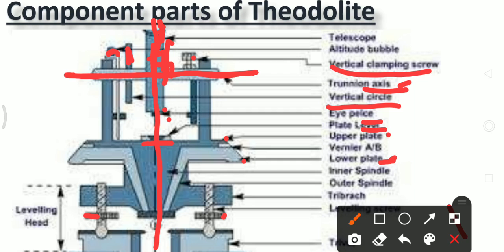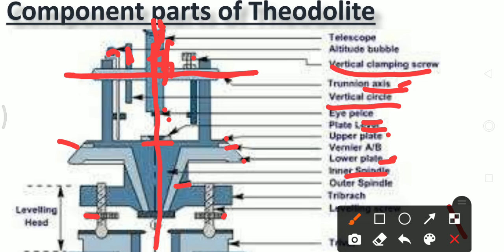Next one is vernier A and B. Next component part is vernier A and vernier B. The use of vernier A and B is to take the reading which occupies the upper and lower plate. With the help of vernier A and B, we easily take the reading of the horizontal circle. Next component part is the inner spindle. Second component part is the outer spindle.